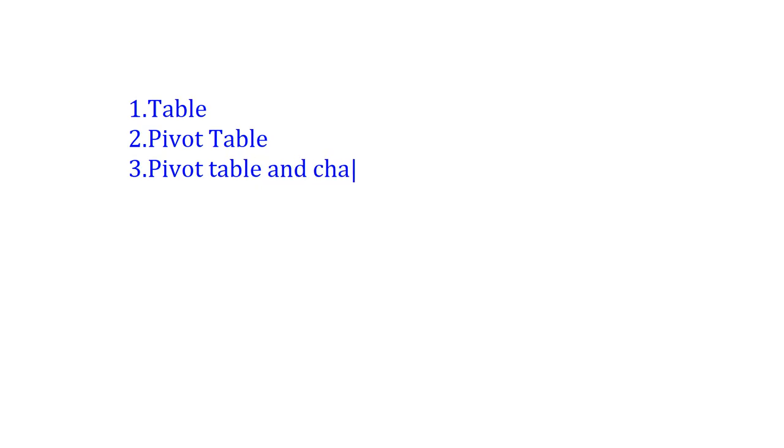Method number 1, you can load it as a normal table with the rows and columns. Second method, you can load it as a pivot table. Third method, you can load it as a pivot table and chart. Fourth method, only connection.